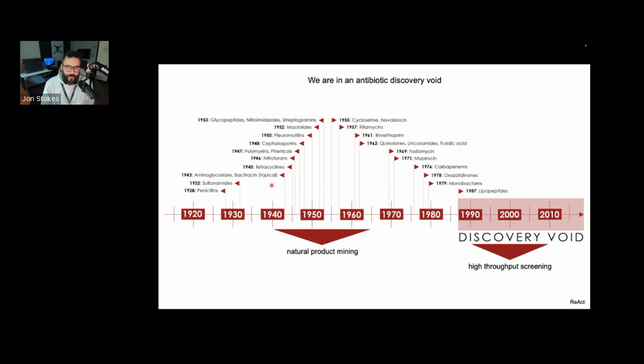And what accompanies the discovery void is the global dissemination of antibiotic resistance. And there are isolates of various bacterial pathogens that cause illness in humans that are resistant to every antibiotic class we have on this slide. A recent report came out actually just a couple days ago. I don't remember the exact numbers, but roughly, 1.3, 1.5 million people a year die due to antibiotic resistant infections.